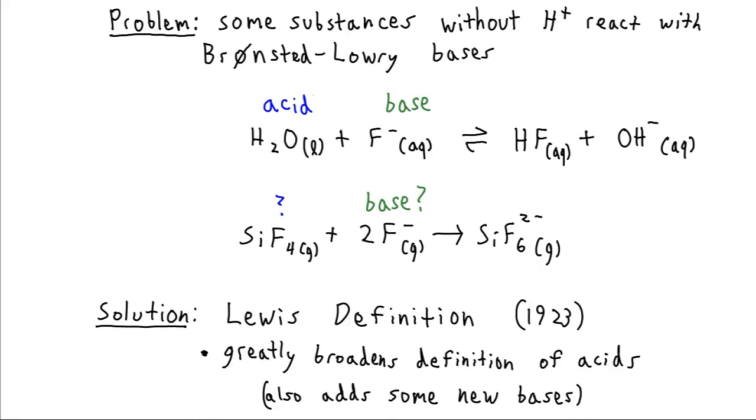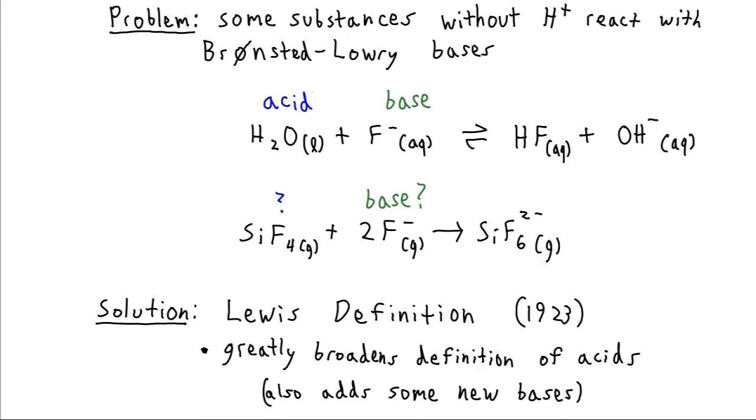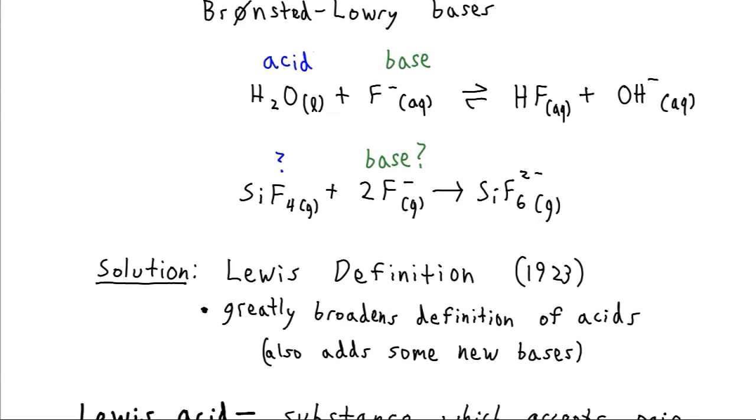Turns out we can conceive of it that way by broadening our concept of acid and base by the Lewis definition. So this will significantly broaden what we can consider an acid. It also adds a few new cases to what we consider bases, but for the most part, these are going to be our Bronsted-Lowry bases.